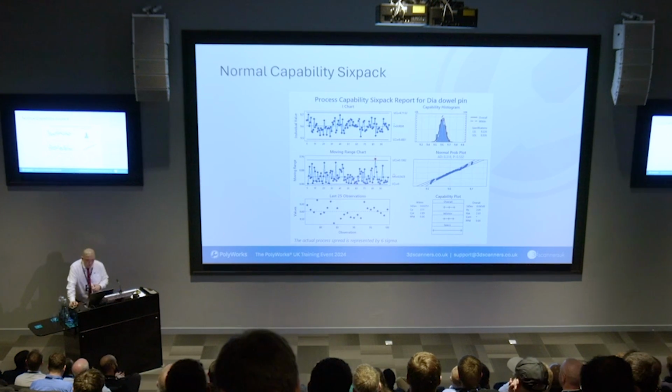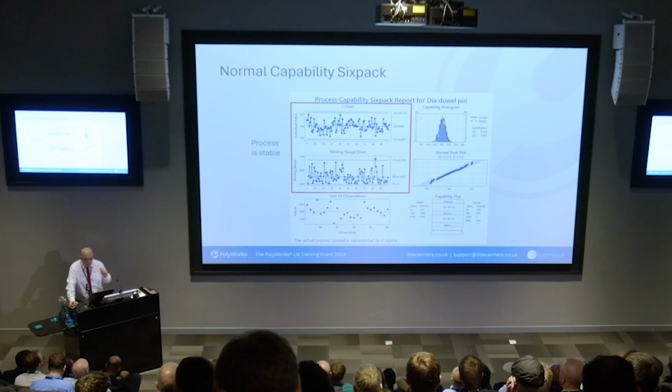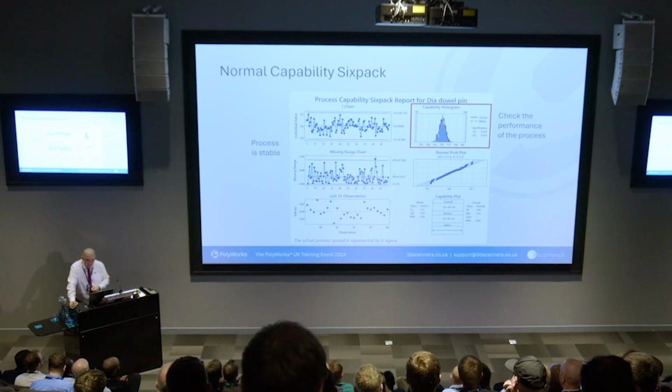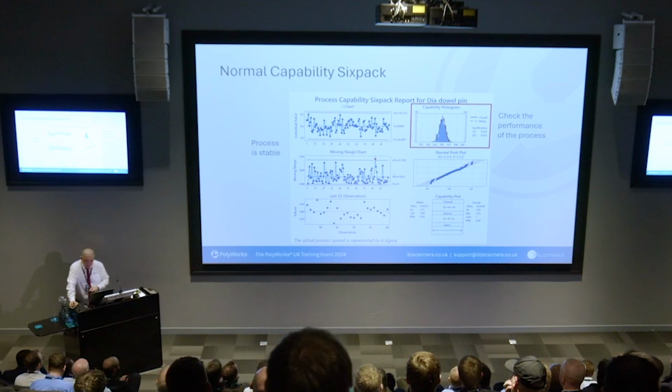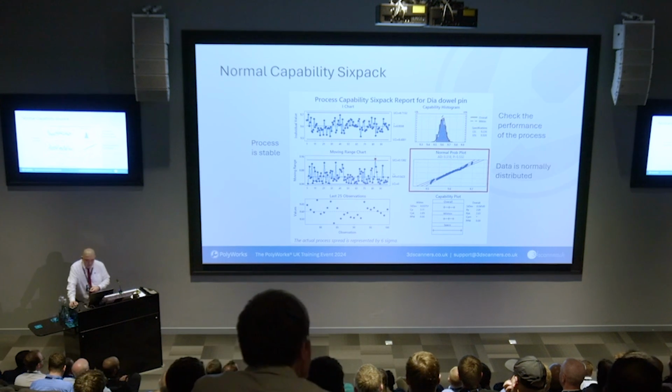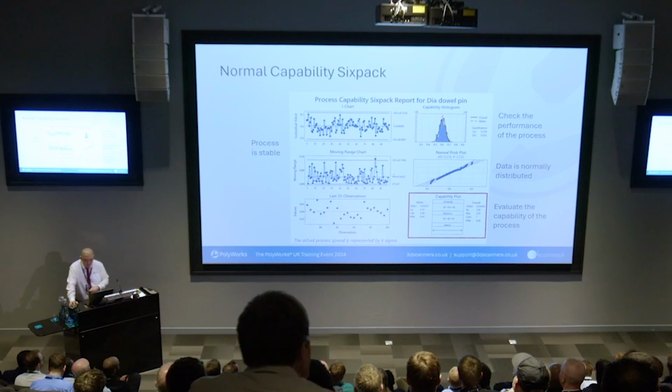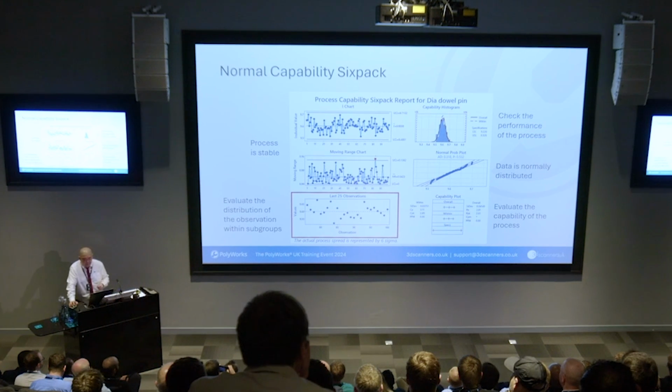Here we have a typical layout of a normal capability six-pack, and hopefully you can see why it's called a six-pack. We've got 6 charts there. The first 2 on the left are our I and MR charts to help visualize if the process is stable. On the top right-hand corner, we have the capability histogram to check the performance of the process. Below that, we have the normal probability plot to see if the data is normally distributed. Bottom right-hand corner, we have the capability plot, which is to evaluate the capability of the process. On the bottom left, we have our last 25 pieces to evaluate the distribution of the observations within our subgroups.